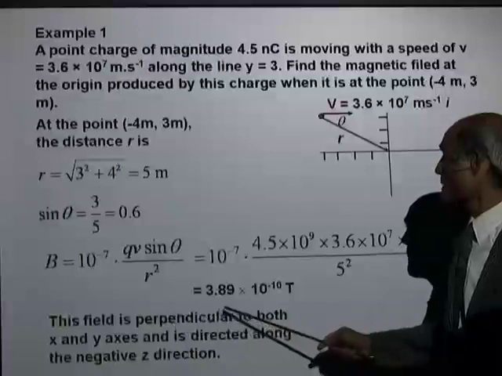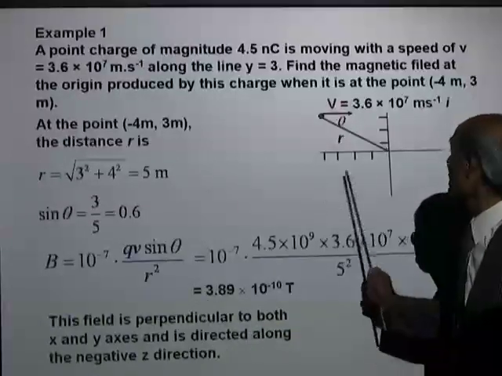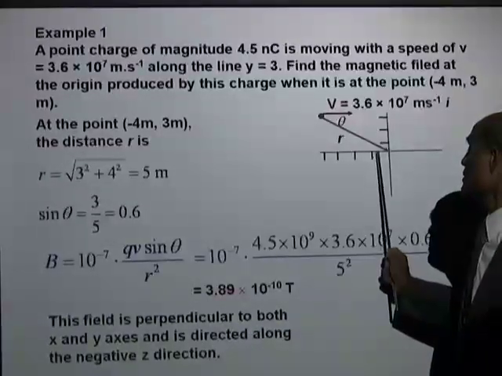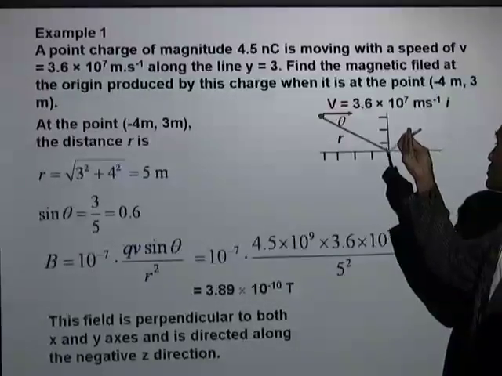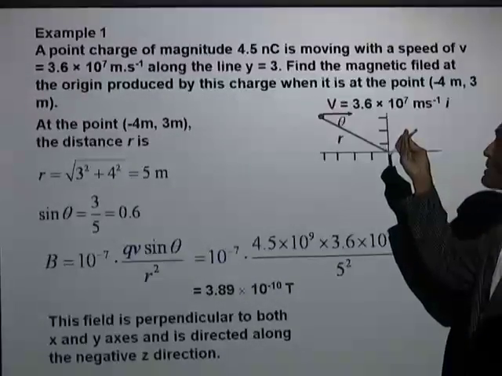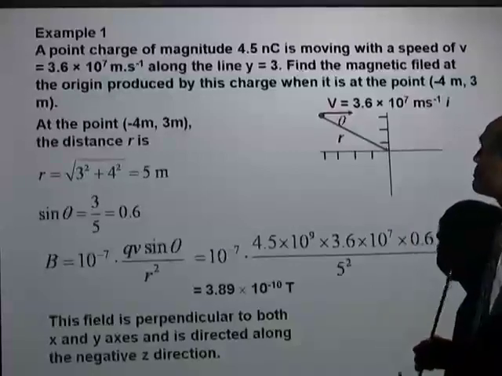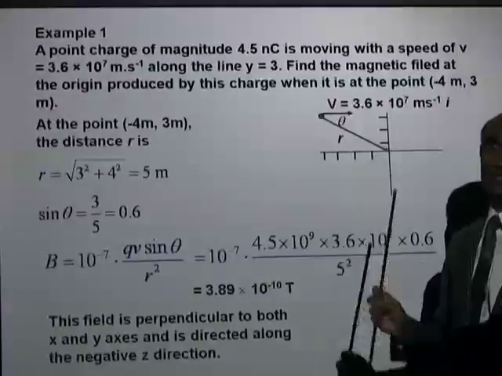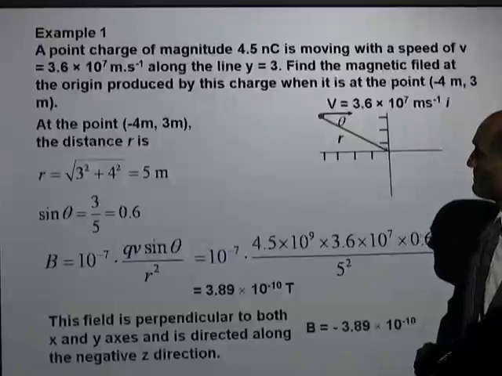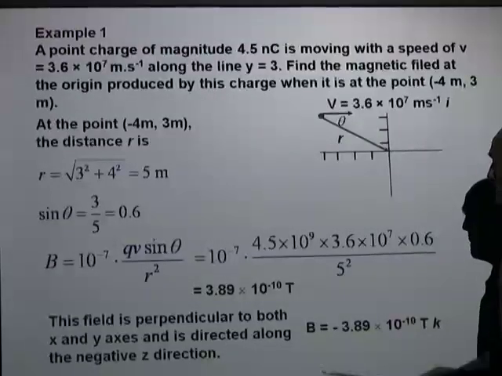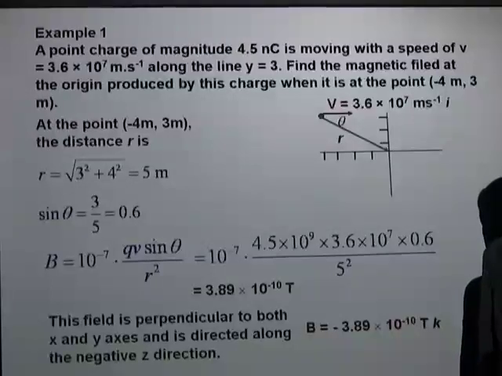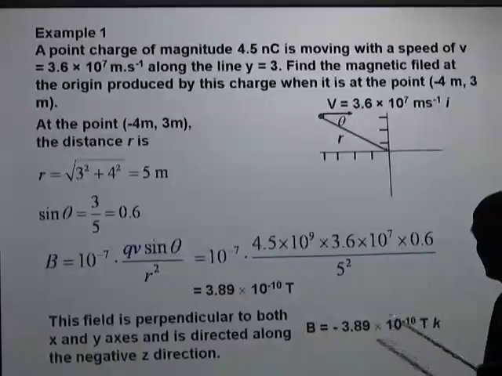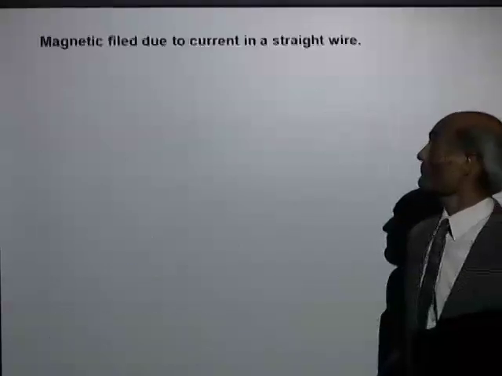This field is perpendicular to both x and y axes and is directed along the negative z direction. In fact, the direction of this field is into the board, into the whiteboard that I'm using. So we can write B equal to -3.89 times 10 to the -10 Tesla k.